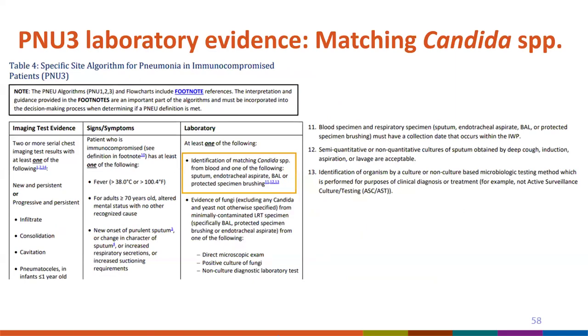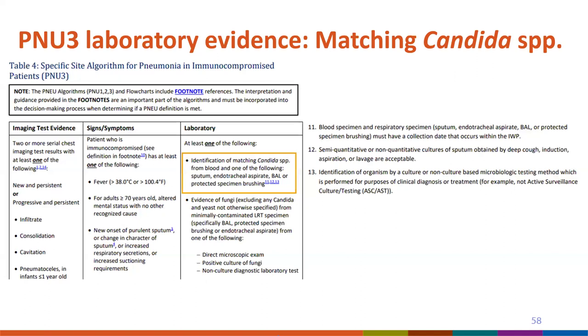Now let's look at new3 and the identification of matching Candida species from blood specimen and respiratory specimen. In this specific laboratory element, sputum specimens and tracheal aspirates from non-ventilated patients are eligible. Again, there are footnotes that apply, the first of which is the immunocompromised definition in footnote number 10. Additionally, footnote number 11 specifies that both the blood and the respiratory specimen must be collected in the same IWP.